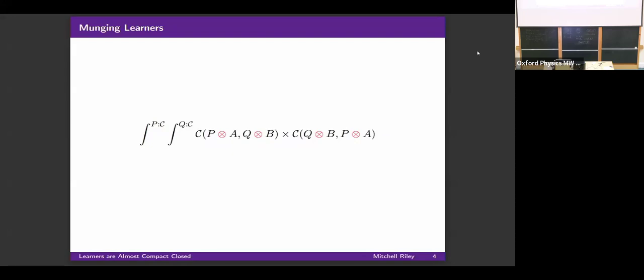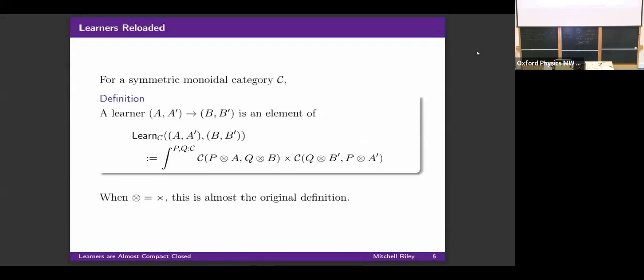And then finally, I'm going to do the same move that happens for regular optics, where the input objects and output objects don't have to be exactly the same. So over here, I'm going to give these primes. And now this expression which we've come up with will be the definition of learner which I'm going to use.